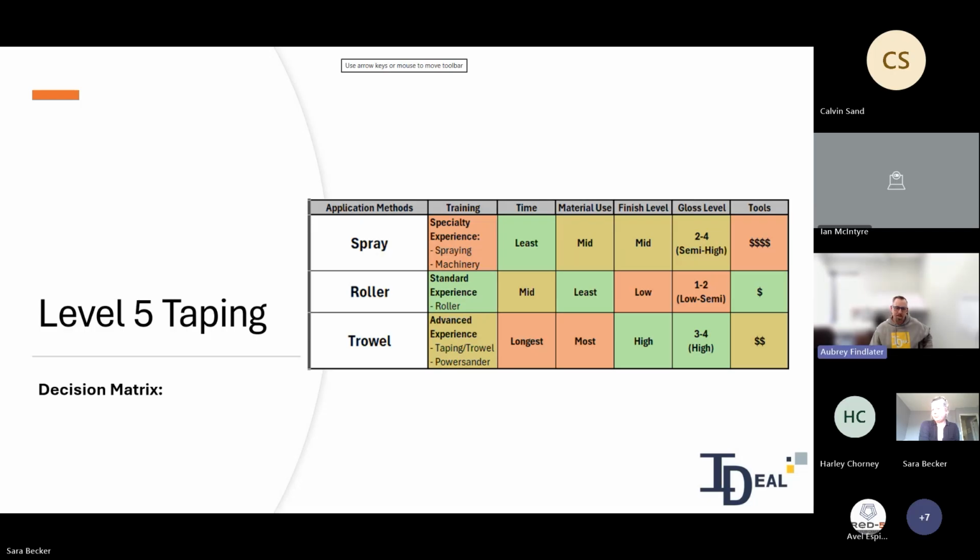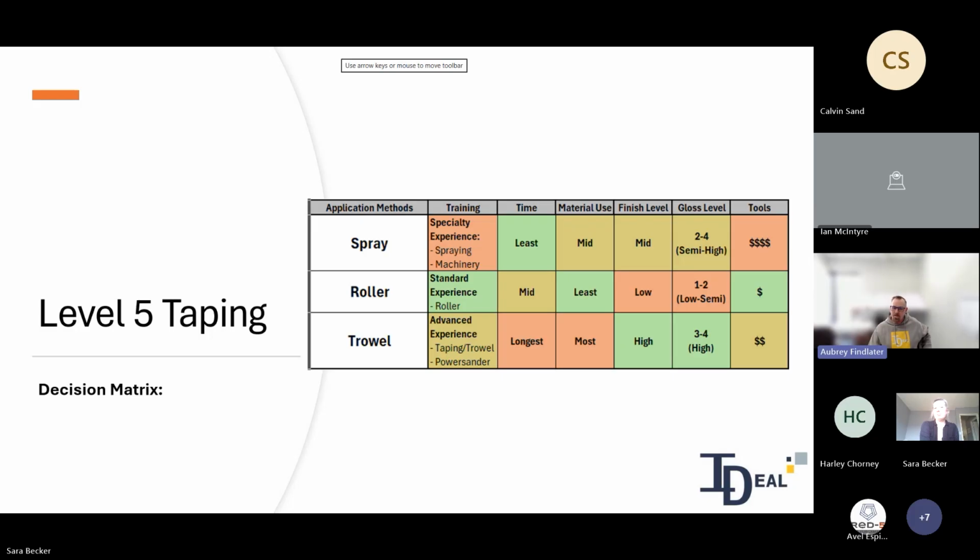Okay. And then the rolling technique, you had to have somebody that knew what they're doing. They had to be experienced to get it on. It was a little bit slower than the spray.